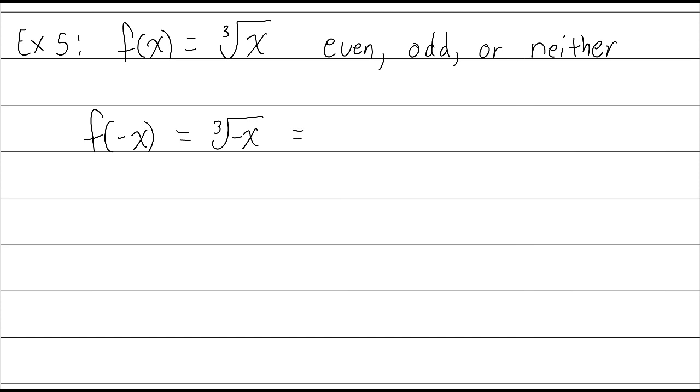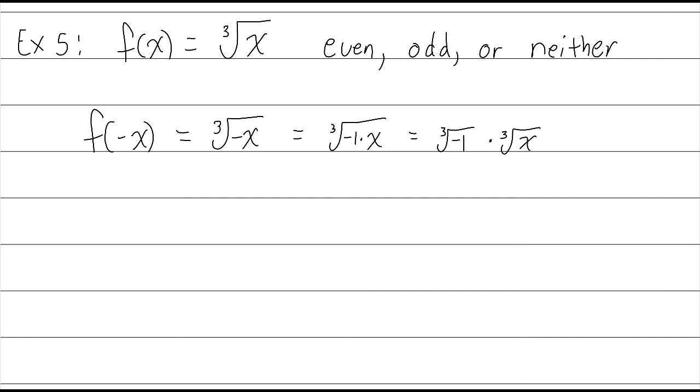Well, I'm going to break up that negative 1 and the x to make it a little bit easier to see. Well, I can rewrite that as the cube root of negative 1 times the cube root of x. Okay, and the cube root of negative 1. So what does that mean?